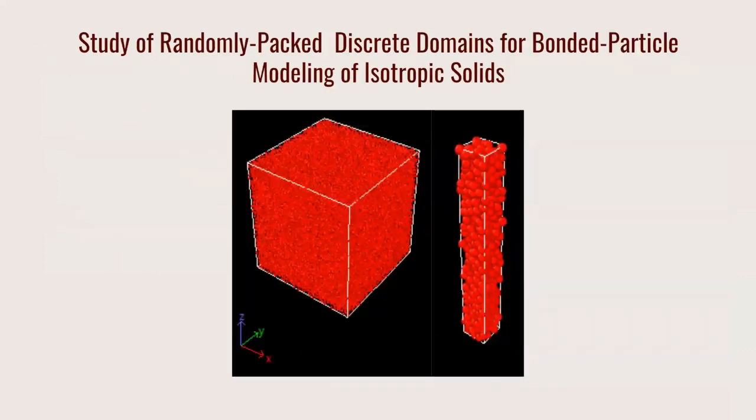I hope you enjoyed my presentation on studying randomly packed discrete domains for bonded particle modeling of isotropic solids. We were able to prove mechanical and geometric isotropy. Mechanical isotropy was due to the increased domain size as well as the increased amount of particles that the domain created, whereas the geometrical isotropy occurred across all domains and wasn't affected very heavily when there were more particles added. Thank you.